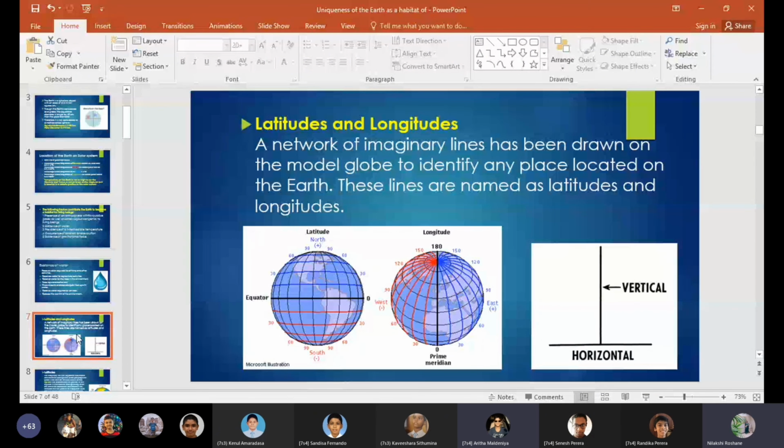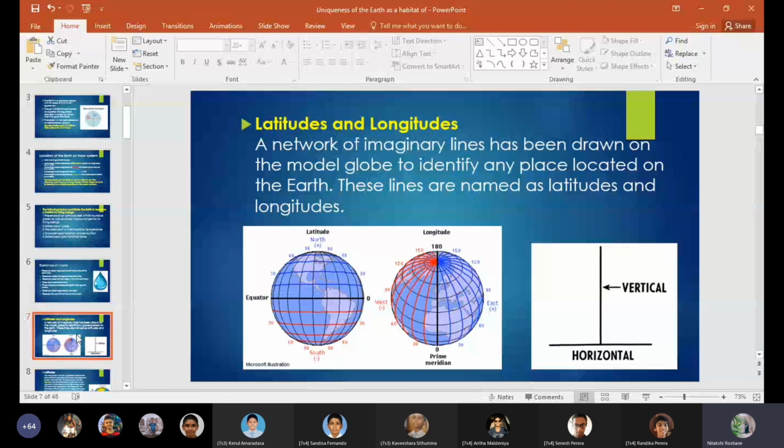No, I'm going to give you what you have to write in your writing book in a separate PDF, and I'm going to put it into your WhatsApp group. So there's nothing to write. What you have to know is the latitudes and longitudes. A network of imaginary lines has been drawn on the model globe to identify any place located on the Earth. So these lines are named as latitudes and longitudes.